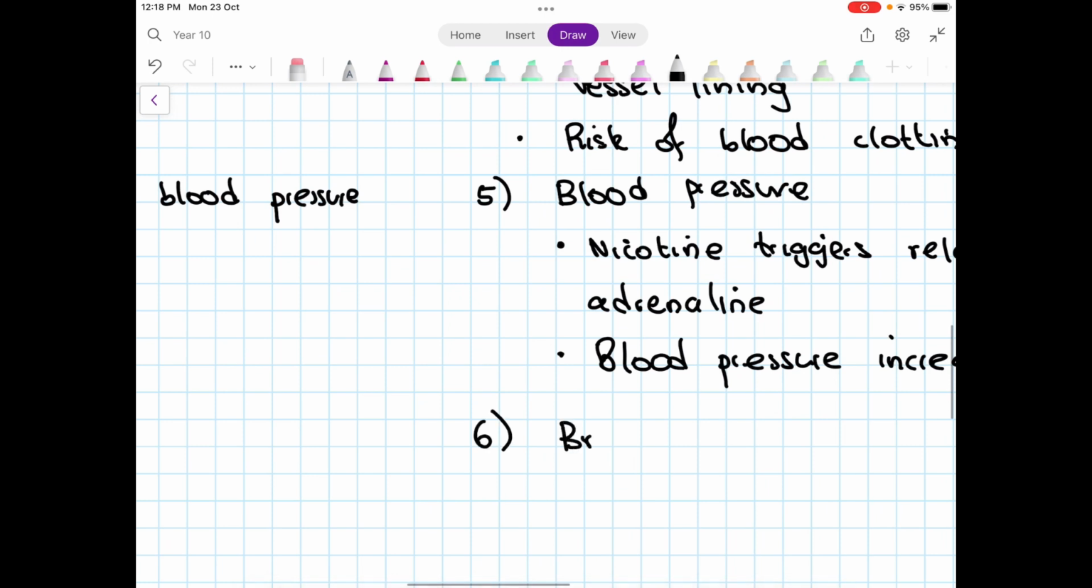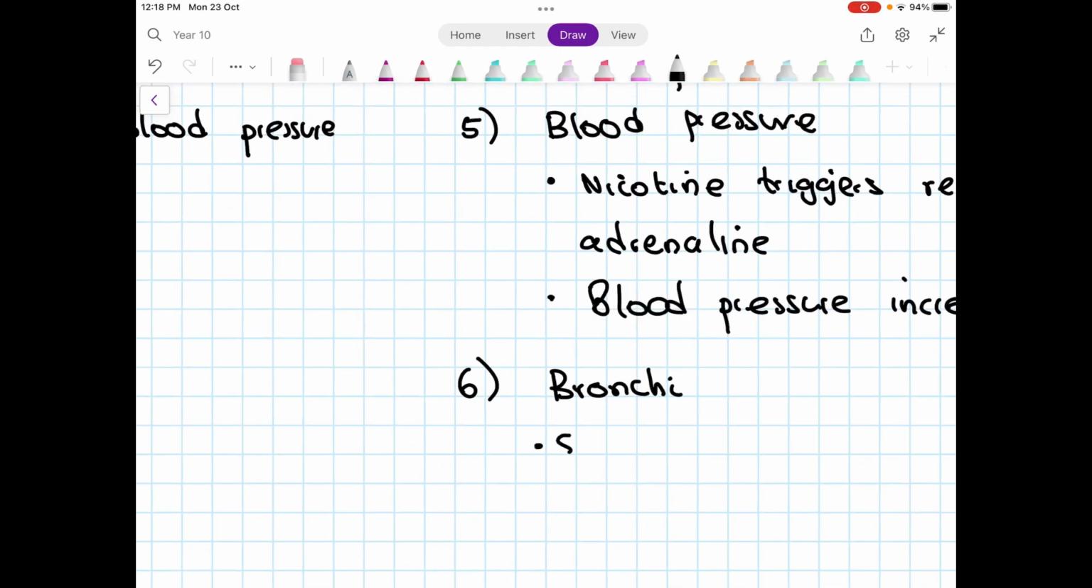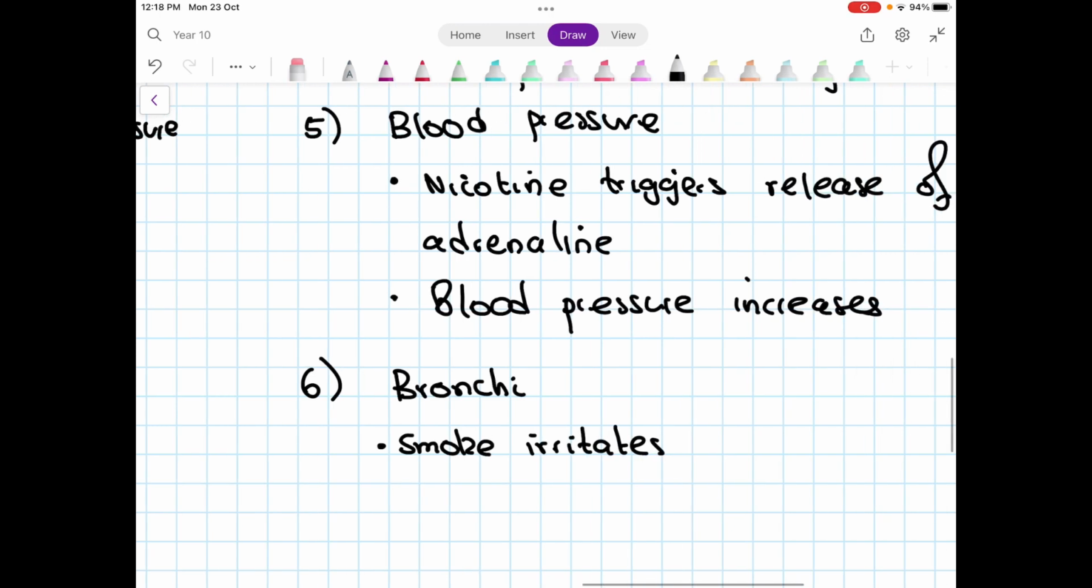Finally, let's take a look at bronchi. Remember, bronchi are the tubes which branch off the trachea and help carry air deeper into the lungs. Cigarette smoke irritates bronchi, and this could result in a condition known as bronchitis.